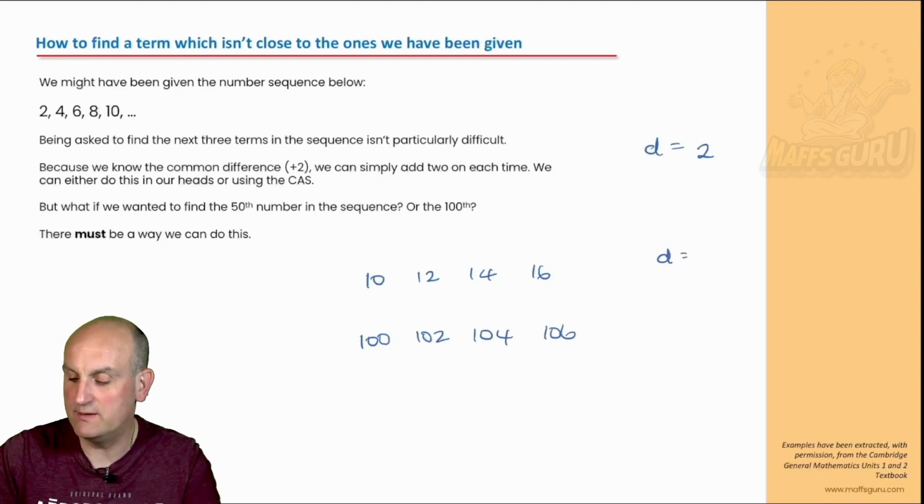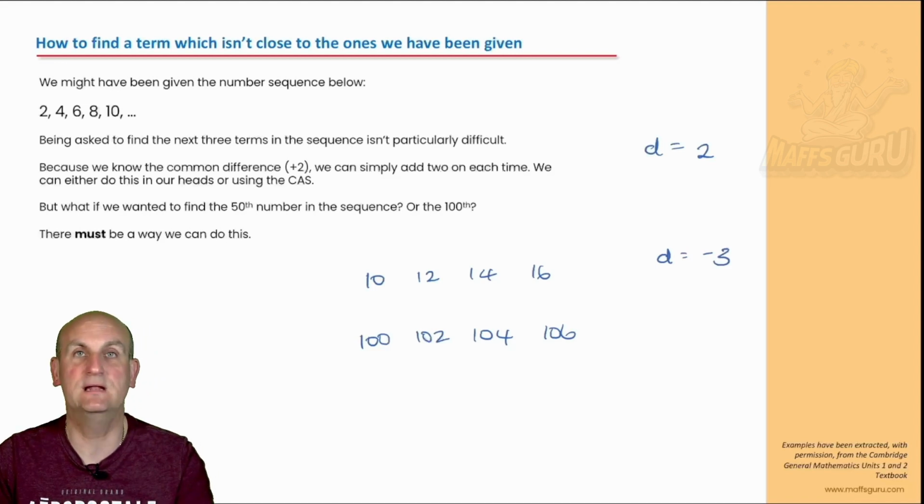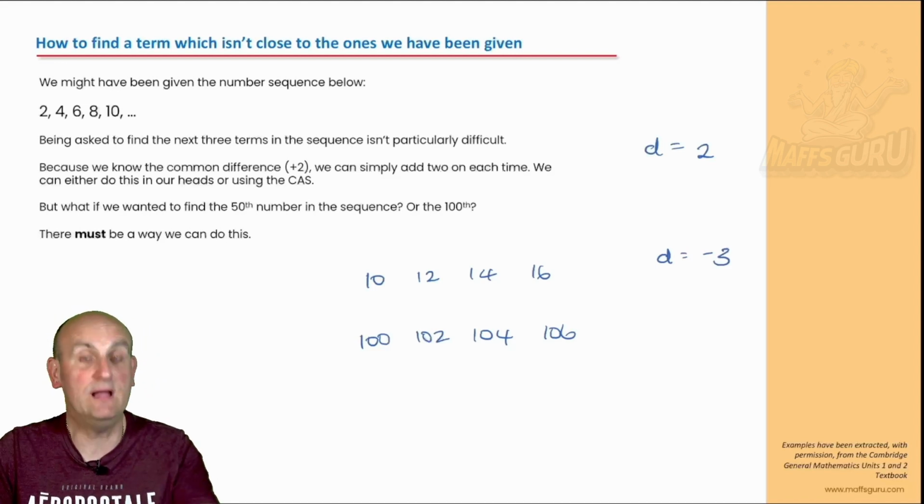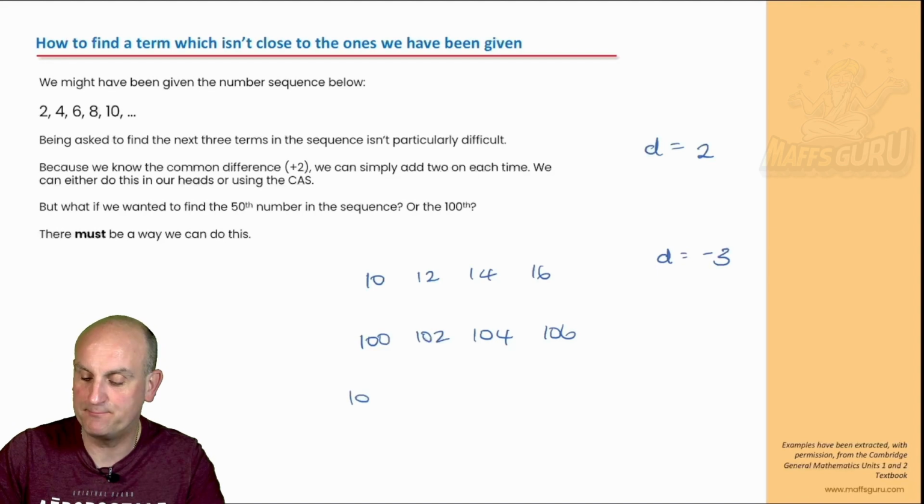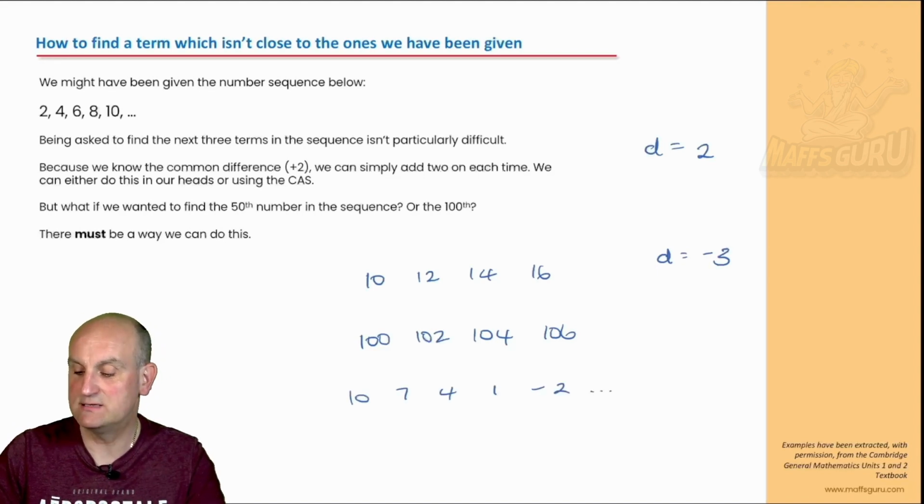What if I had a common difference of -3? In that situation, that means we're going to go down by 3 each time. So if I have 10, 7, 4, 1, -2, and so we go on.